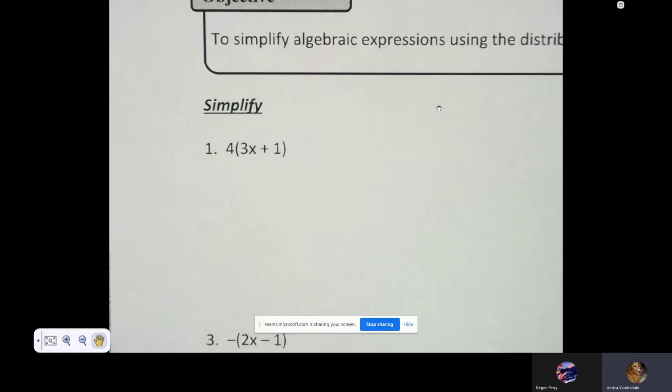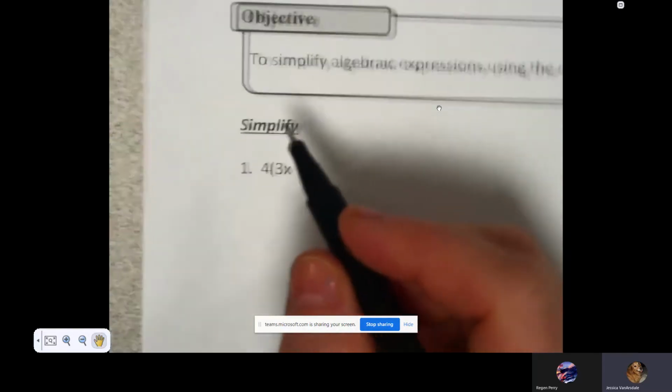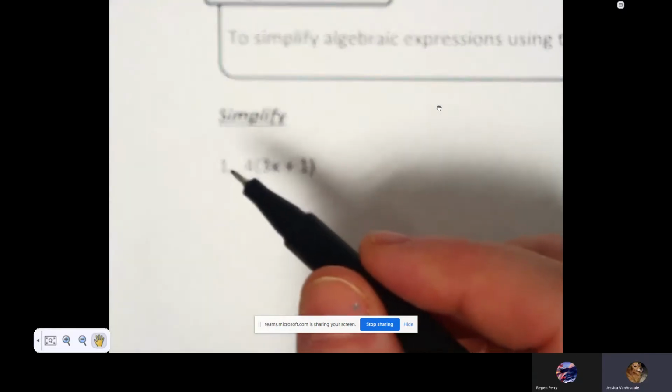What you're doing when you're using the distributive property is there is a number that's a multiplier, and it's the number that you're going to distribute to everything that's within the parentheses. So if you look at this problem here, number 1, is everybody with me? You're going to distribute the 4. Like you're going to take the 4.